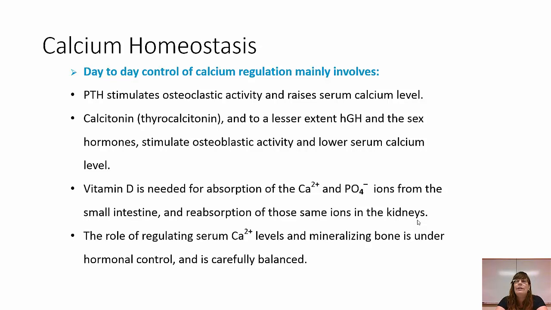Vitamin D is needed for calcium and phosphate ion absorption from the small intestine and reabsorption of those same ions in the kidneys. So vitamin D is crucial to bone formation in a nutshell. And as I said in the chapter on the integumentary system, the skin does synthesize vitamin D, but in the inactive form. So it has to go to the liver to be processed into the active form that we can then use for calcium absorption.